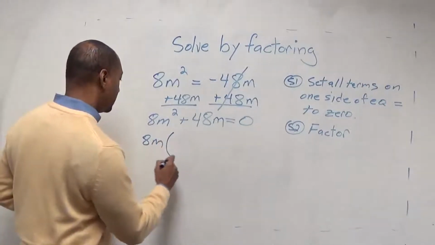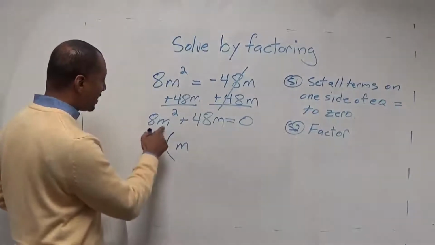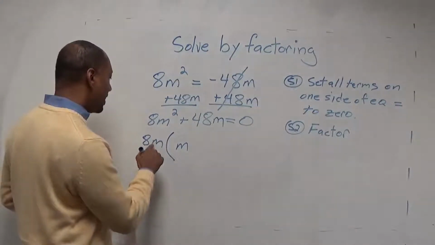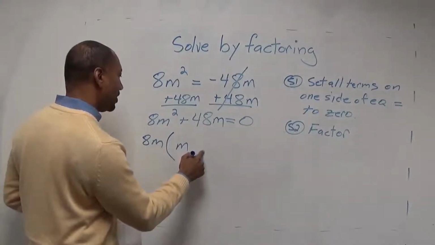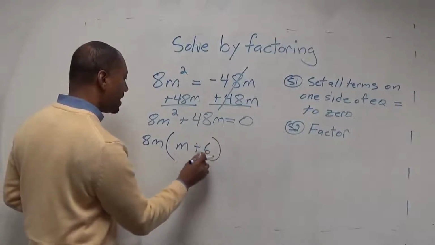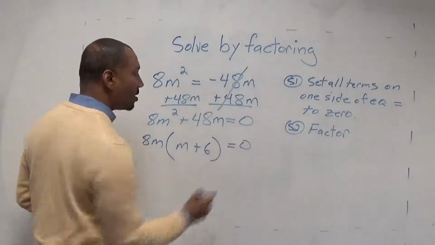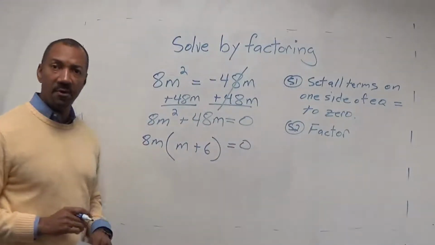So if I do that, 8m times m will give me back 8m squared, and 8m times what? What do you think? 6. That will give me back 48m. And yes, this is all still equal to 0.